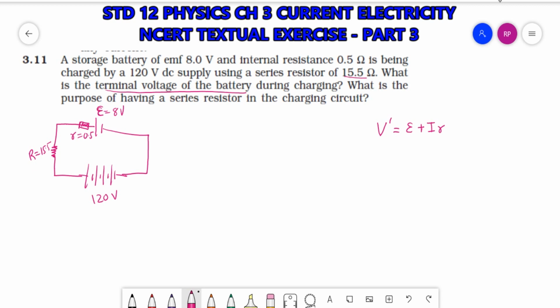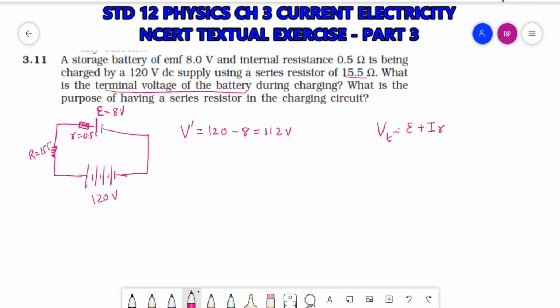That will be equal to 8 volt plus 20 volt. So I will write it down, let's name this as V terminal volt. The effective V dash is equal to 120 minus 8, that is equal to 112 volt. Why minus? Because during charging both these batteries are connected with opposite polarity.